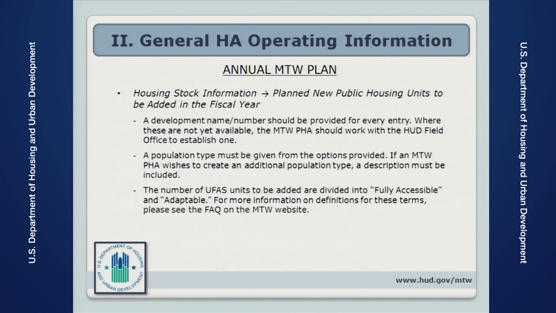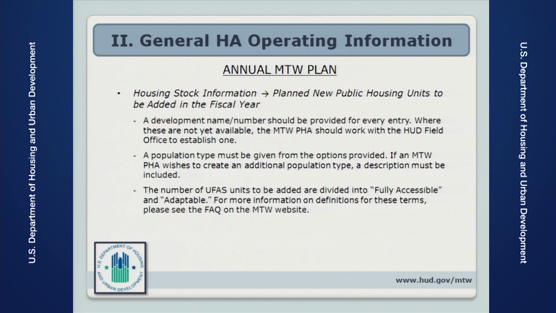The next table in the section are the units that you'll be removing from the inventory during the year. And here we really encourage you to only list units that you definitely plan to remove during the year. So again, you'll be providing the development name and number, the number of units you're going to remove, and then an explanation for why you're removing those units.